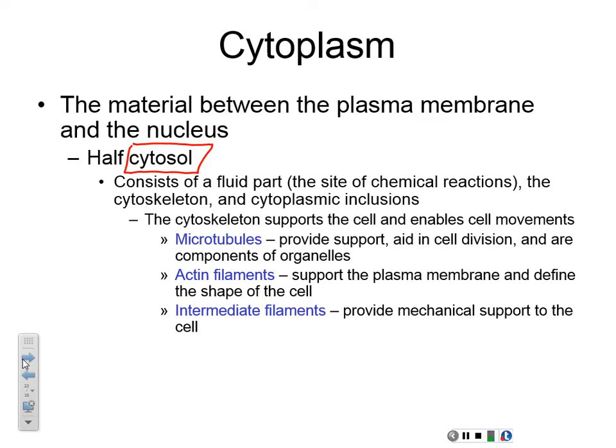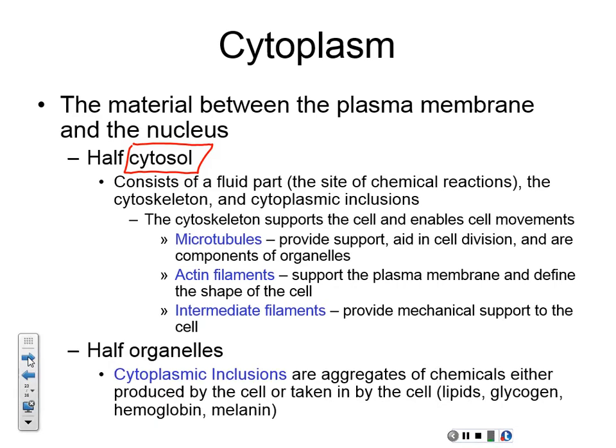These microtubules do that, all right, and half of them are organelles, which are solid membrane bound organelles. Some of them are not membrane bound, like the ribosomes and the centrioles, and we'll talk a little bit about that.